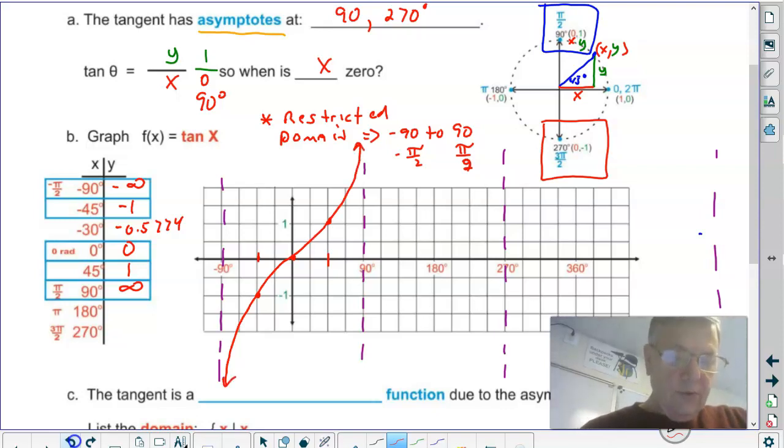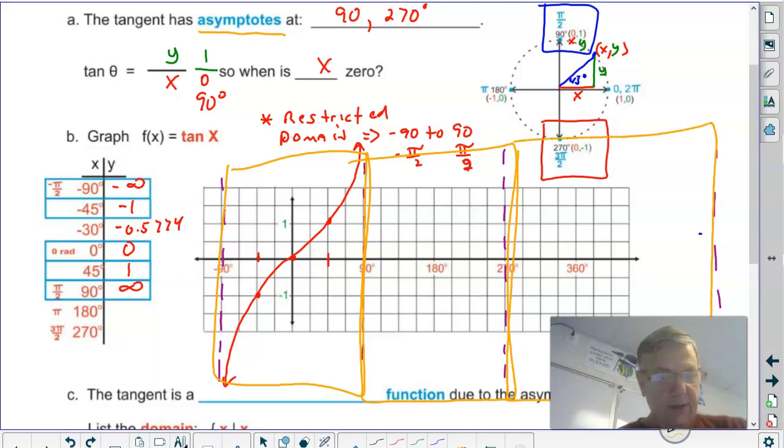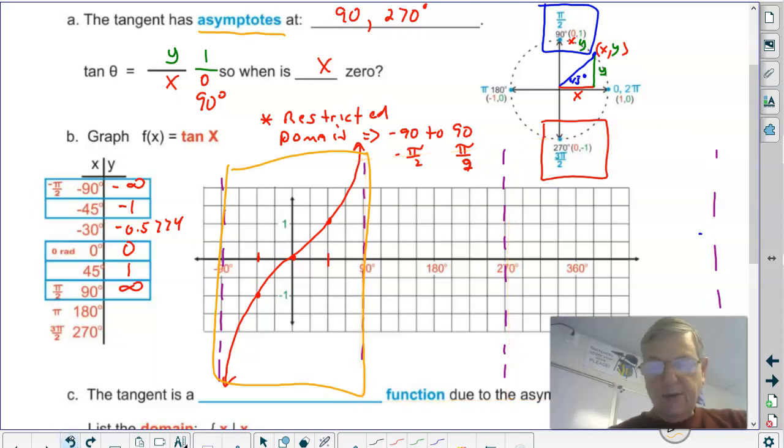And arrows on both ends. All right, there's our tangent. Got it? And that's the pattern. Now, if you were to do 180 and 270, you're going to find out some similar things. But look, I can replicate this pattern over the next period right here, and if I wanted to, over the next period out here, etc.